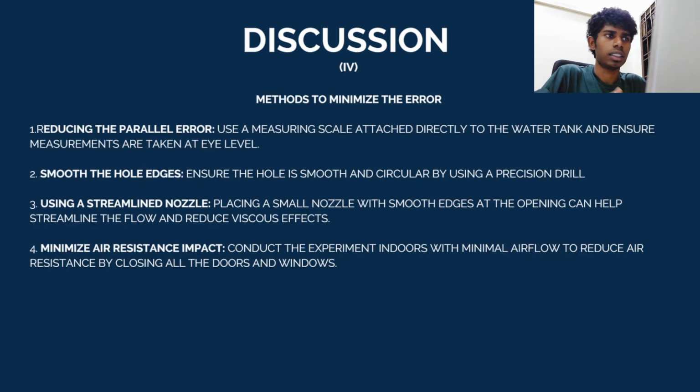To minimize these errors, we can use these 4 methods. First is reducing the parallax error. We have to be more patient while reading the water level, and make sure that our eye is directly aligned with the water level. Second is smoothing the hole edges, so we have to make sure the hole is smoother. Third is using a streamline nozzle, which can help streamline the flow and reduce the viscous effect. Last but not least is to minimize the air resistance impact. Since the experiment was done in a very open area, to minimize the air resistance, we can make sure to close all the doors and windows.